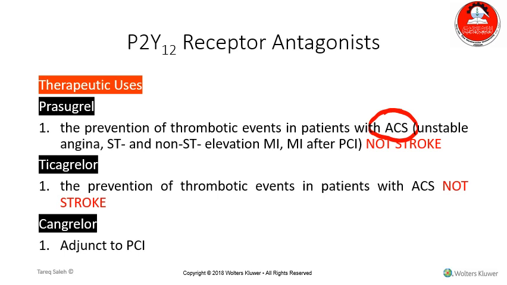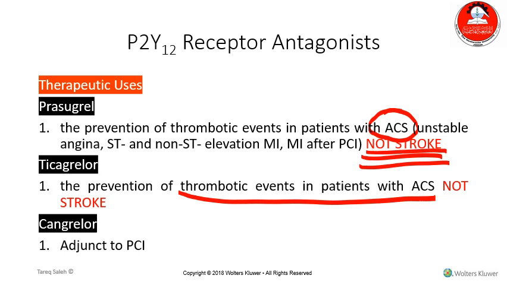However, remember that prasugrel is not indicated for the prevention or treatment of stroke or cerebrovascular accidents because it's associated with the increased risk of cerebral bleeding. So you can't use it for that purpose. Ticagrelor, similarly, is used for the prevention of thrombotic events associated with acute coronary syndrome, but also not for the treatment or the prevention of stroke.